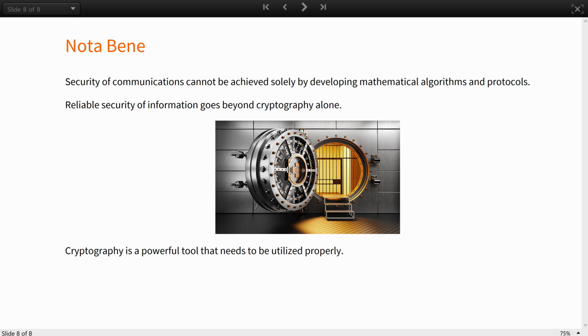Strong cryptography is necessary for secure communication, but is not sufficient. Reliable security of information goes beyond cryptography alone. It also requires carefully planned procedures, operation, and establishment of laws. Cryptography is a powerful tool that needs to be utilized properly. A tough bank vault will not protect the gold inside if the lock combination is written on a sticky note next to it. Like seatbelts, cryptography will not completely protect us, but it's indispensable nevertheless.